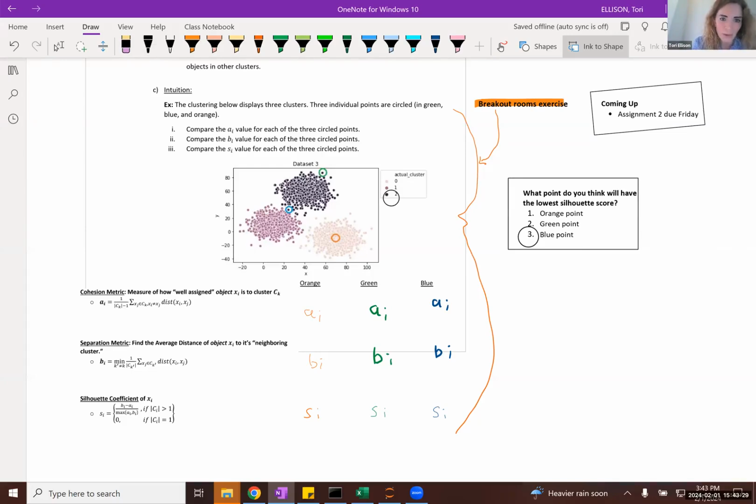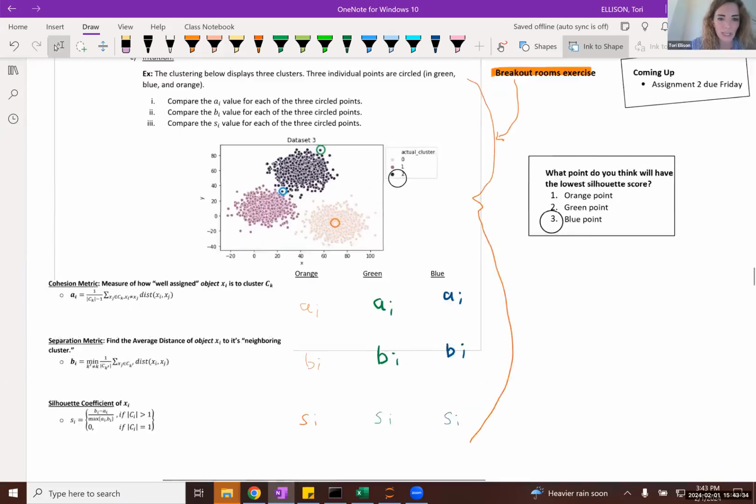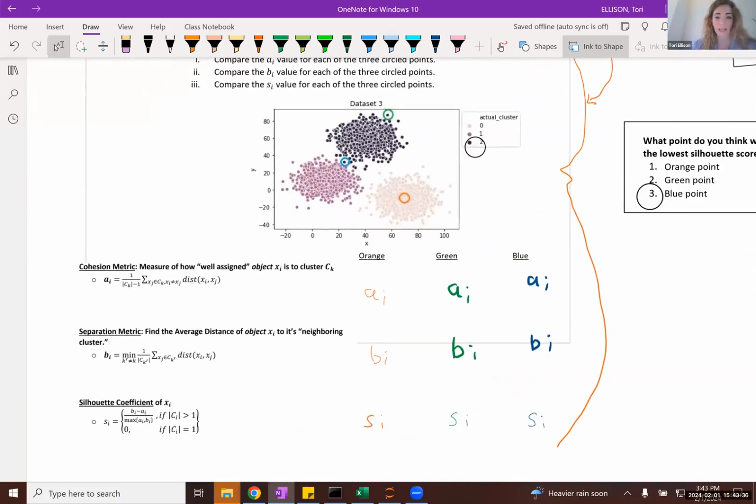So let's go through each of these 3 points one by one, approximating the AI, the BI, and the SI for each point. Let's start with the orange point. Remember the AI in your silhouette score calculation is the average distance that this point is from all of the observations in the cluster that it was assigned to. So that would be the average of all these distances here, which would approximately give you an AI value of something like this.